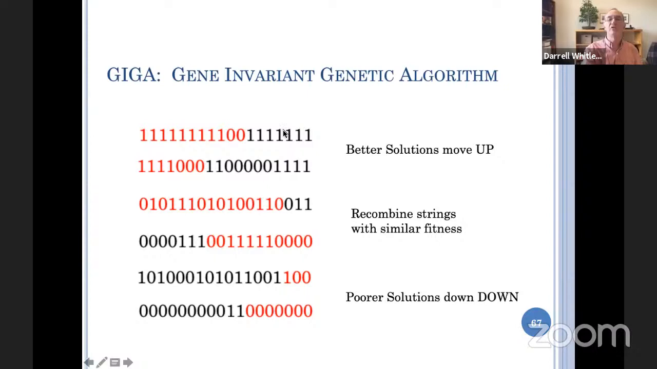So the good strings recombine with other good strings. That's a form of selection. But the poor strings also get to recombine with other poor strings, which means sometimes these bits that I might want, for example, if I were doing one max, also have a chance to continue to rise in the population. So the alleles rise in the population, not necessarily the strings.